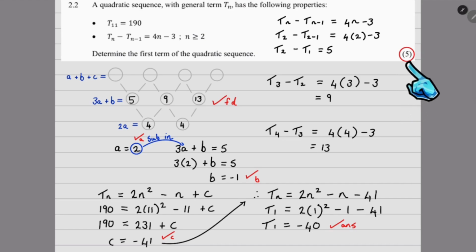And your 5 marks are achieved from your first differences. So you don't actually have to show all this working out. You can just get them straight by putting them into your calculator. Second mark comes from the correct A value. Third mark, correct B value. Fourth mark, the correct C value. And the last mark comes from the correct final answer.